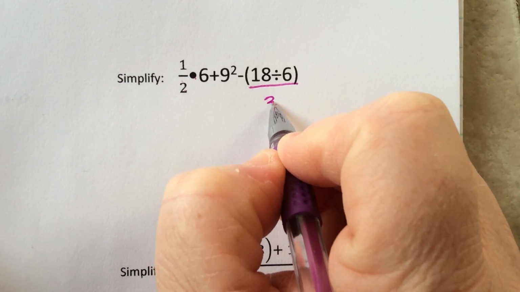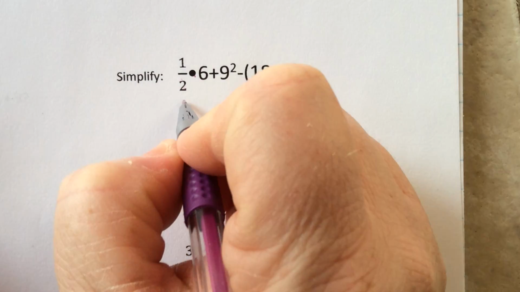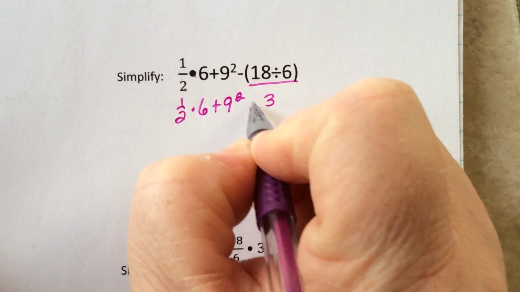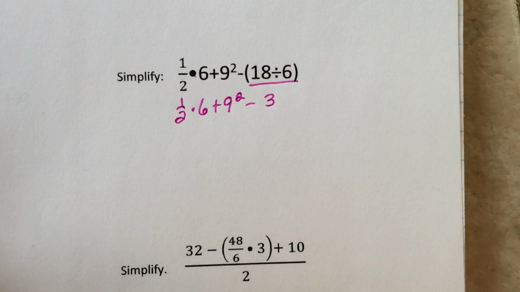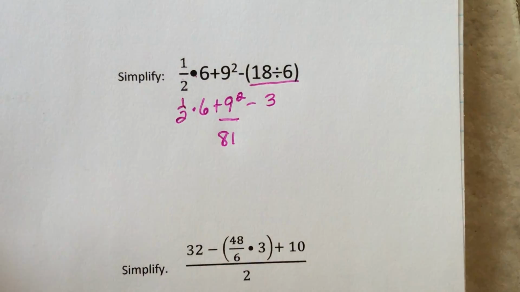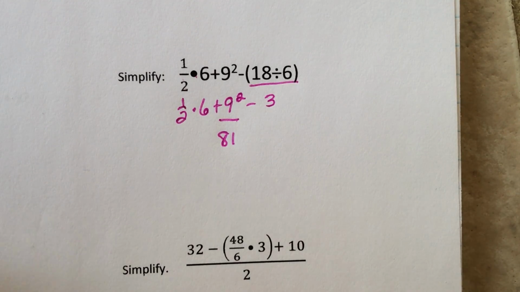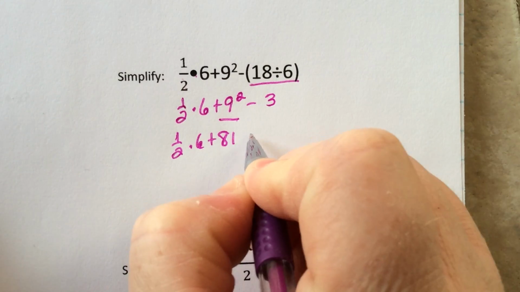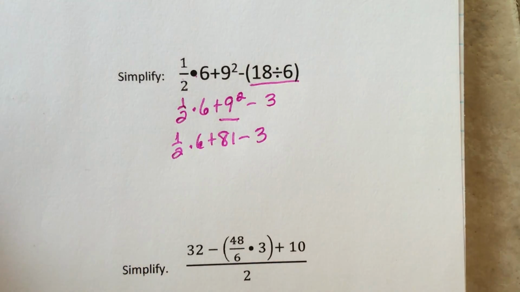18 divided by 6 is 3, so I rewrite it just the same way. 1/2 times 6 plus 9 squared minus 3. Now I'm going to do exponents. 9 to the second power is 81. It's not 18. It's not 9 times 2. So 1/2 times 6 plus 81 minus 3.